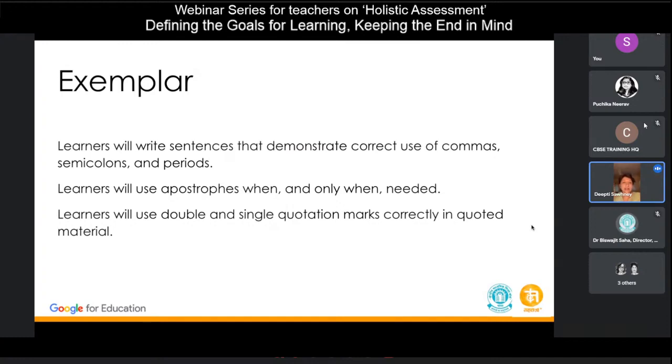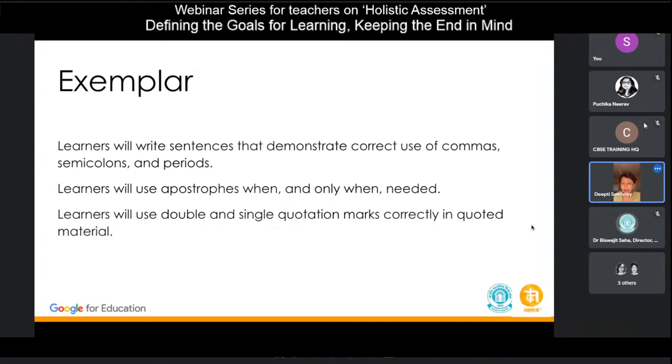Learners will write sentences that demonstrate the correct use of commas, semicolons, and periods. Learners will use apostrophes when and only when needed. Learners will use double and single quotation marks correctly in quoted material. Very simple learning objectives, something that you can give as a worksheet, and the children can actually demonstrate this. You can do pair assessment, let them exchange their sheets, and you can very easily find out if this learning objective has been achieved or not. So simple and very explicit at this point in time.